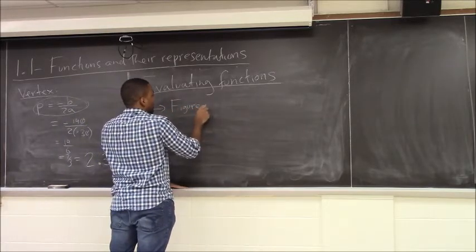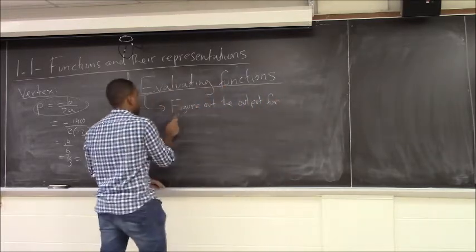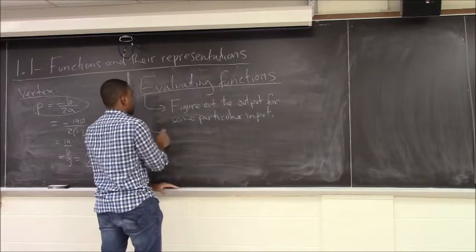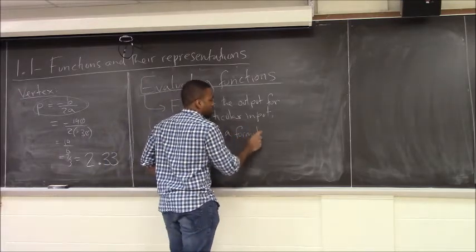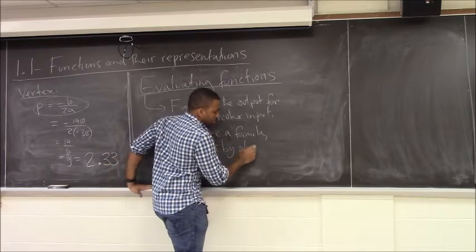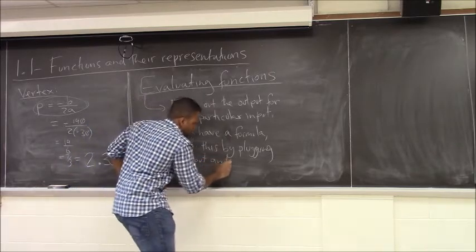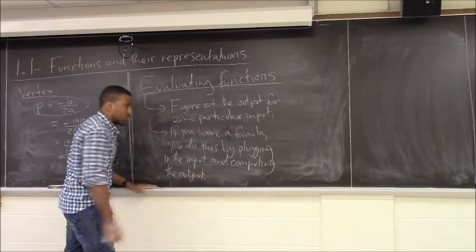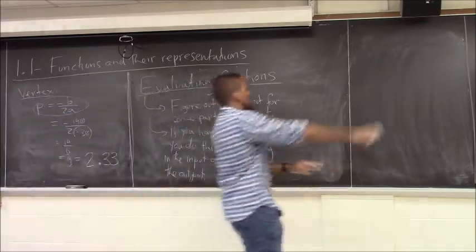To evaluate a function, basically, is to figure out the output for some particular input, right? The specific value. If you have a formula, you do this by just plugging the input into the formula and computing the output. Jump right into an example here.